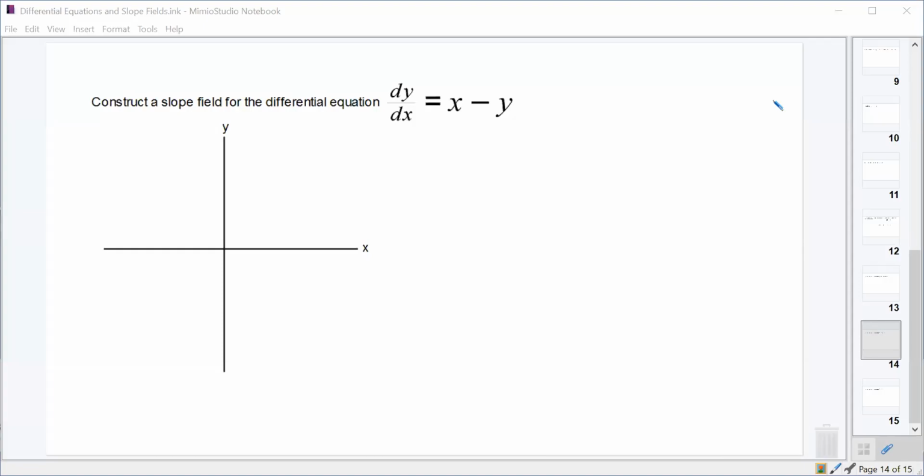So to start out with, we're going to just work on constructing a slope field for this differential equation, dy/dx equals x minus y. And you probably note right off the bat that this one is very different from the ones we were doing yesterday. For what reason? It's linear.